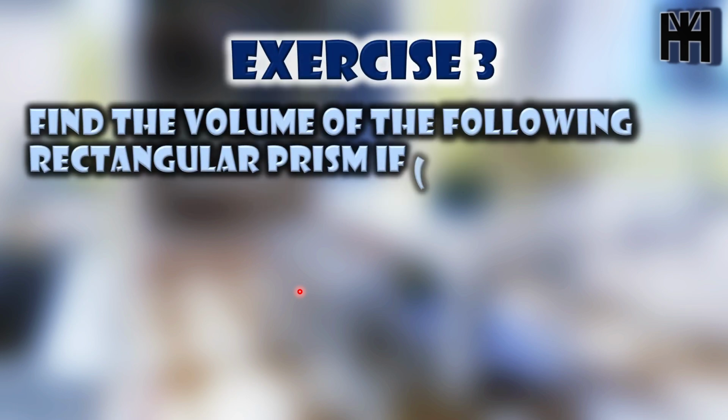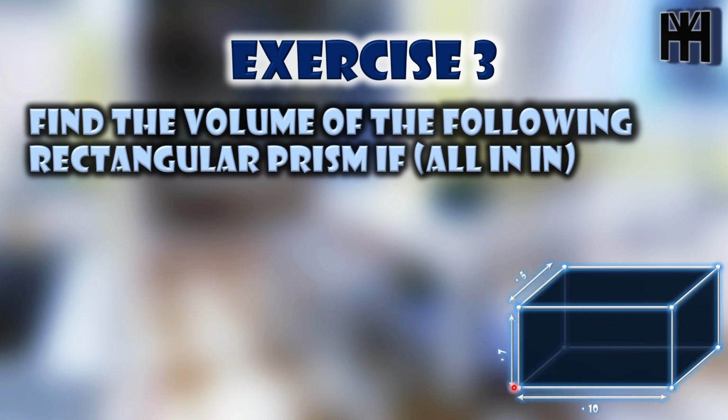Okay, exercise 3. Find the volume of the following rectangular prisms, all in inches. So it's 10 inches, 7 inches, 5 inches. This 5 here is the same as this 5, so it's the width. And this 10 here is the same as this 10, as this 10, as this 10. They are all the same.